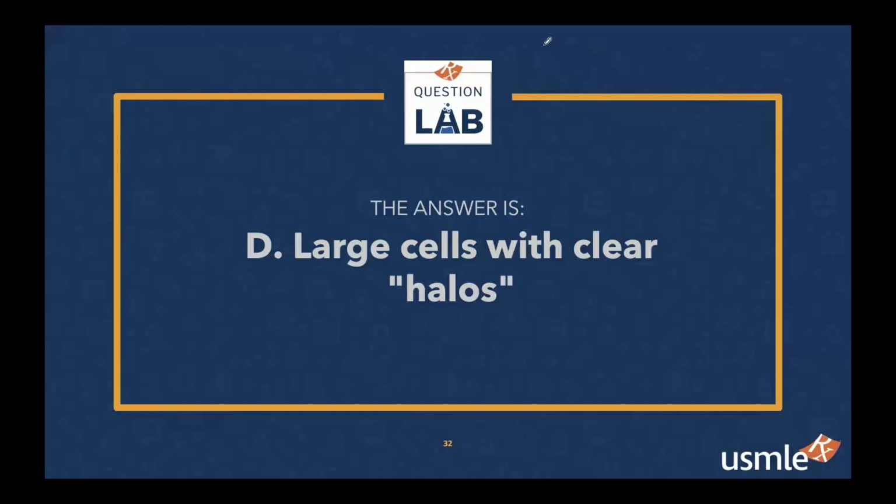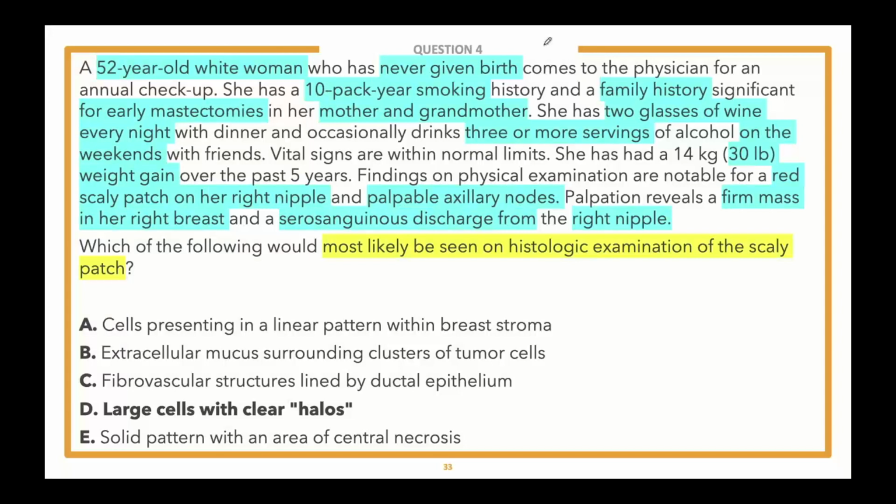Paras. Thank you, Sean. Definitely a tough question here, but definitely something that we need to know and be prepared for when Step 1 comes around, okay? So what is going on here? Well, we know this patient is what we'd call nulliparous. She's never given birth, okay? She's got a red scaly patch on her right nipple that's got serosanguinous discharge, okay? We also know she has some lymphadenopathy. So all of these things are not good, right? Especially lymphadenopathy, okay? What diagnosis is this pointing to? Well, this is pointing to Paget's disease of the breast.